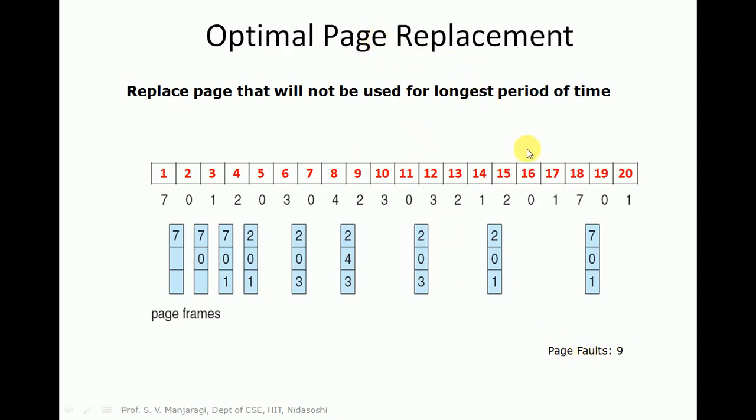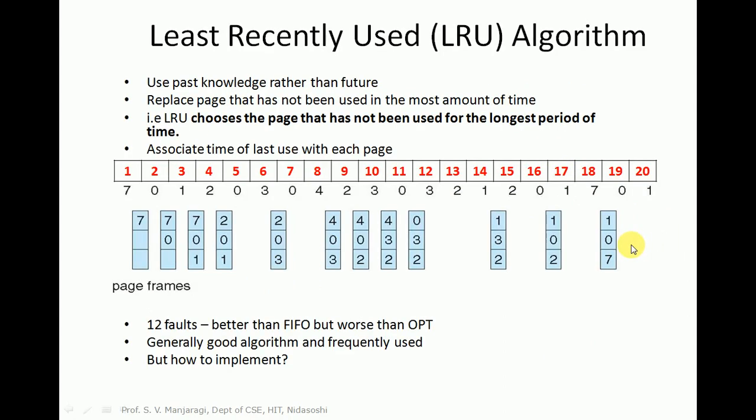So this is one of the best page replacement algorithms, but it is very difficult to predict the future or read the future, because we have to decide the replacement based on the future reference string. So this implementation might be difficult. Now let us move to the next algorithm, that is LRU. LRU stands for least recently used algorithm.